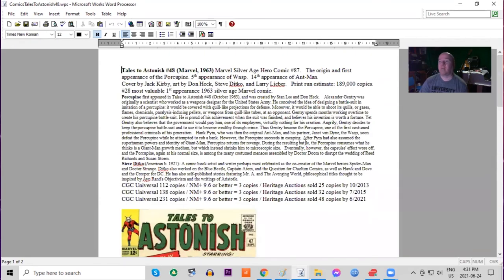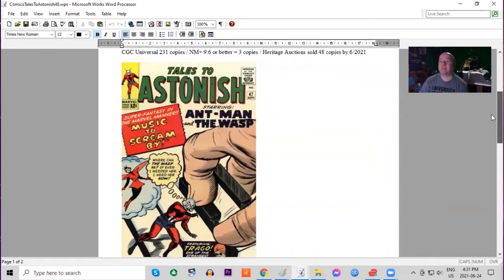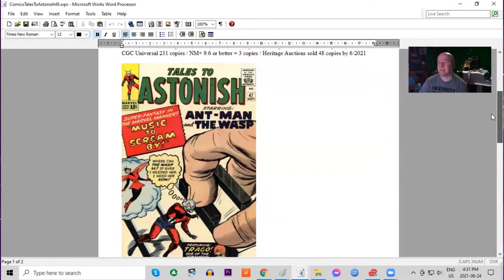It's the 5th appearance of Wasp and the 14th appearance of Ant-Man. Cover by Jack Kirby. Print run, 189,000 copies. We're starting to see a trend here on how popular these books were. And again, not many copies graded on the census. This isn't considered a major book, but it does have Wasp and Ant-Man both on this white background cover.